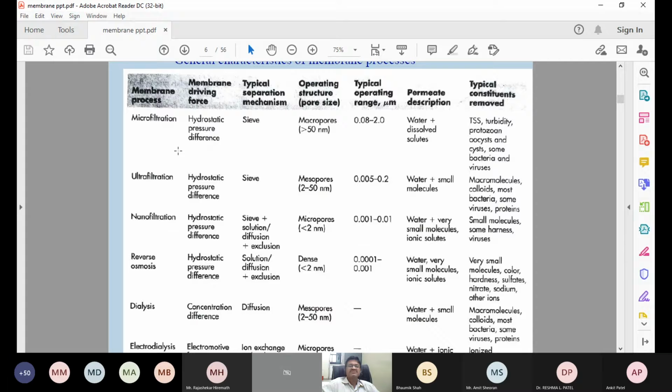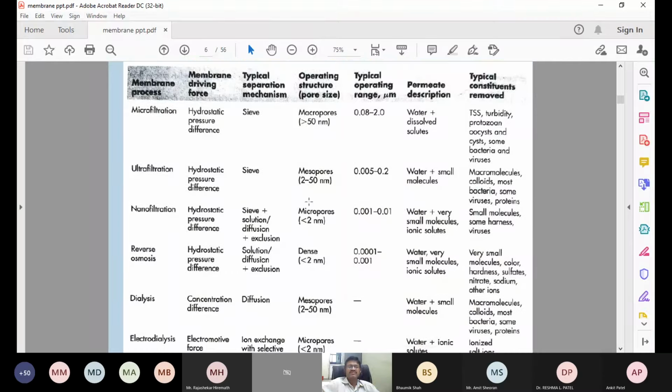Then ultrafiltration is there, after microfiltration. Here also we give a pressure and there is a sieve mechanism. The pore size is 2 to 50 nanometer and the operating range is 0.005 to 0.2 micrometer, and here water and small molecules can pass through it. So this can remove macromolecules, colloids, most bacteria and some of the viruses. Ultrafiltration can remove most of the bacteria, but it cannot remove all the viruses.